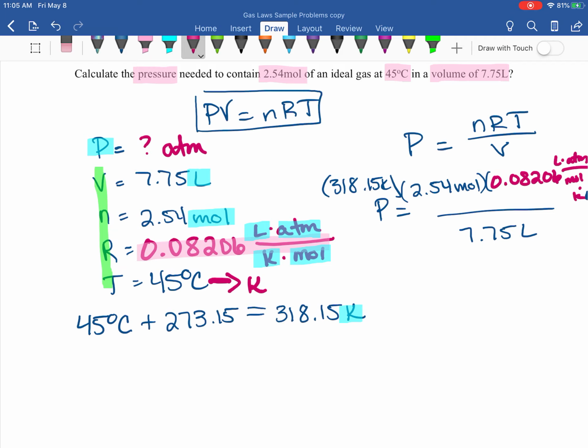All right, let's take a second, especially on this first problem, and check out our units. Liters. Oh, that was way too bold, huh? That was like an angry cross out. Okay, not angry. Liters, there you go. Moles, there you go. Kelvin, done. And what's left? Atmospheres. All right, grab your calculator. Let's see what we get.